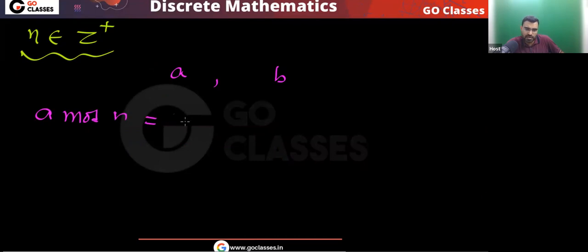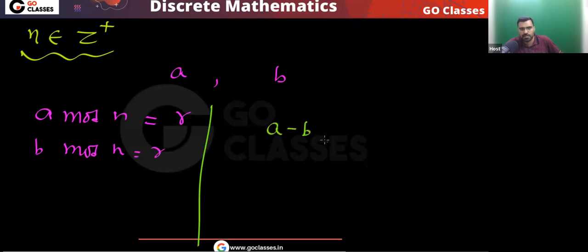Let's assume n is some positive integer. Now you tell me, if I give you a comma b, and a mod n, which means the remainder, is r, and b also gives remainder r. Both of them give remainder r. Then tell me what remainder a minus b will give. What will a minus b mod n be? That will be 0, right?